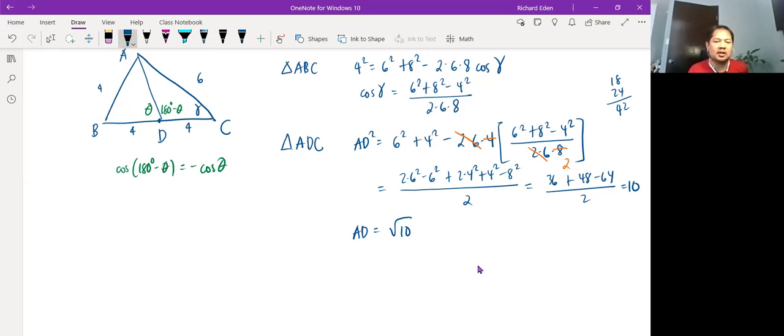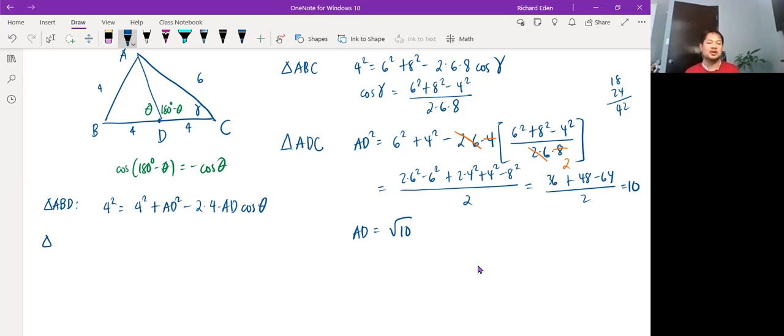Now, in triangle ABD, let's write down the law of cosines using theta as an angle opposite 4, which is AB. So we have 4 squared equals 4 squared plus AD squared minus double 4 times AD cosine theta. All right, do you see that? So we don't know AD, but it appears here in our equation.